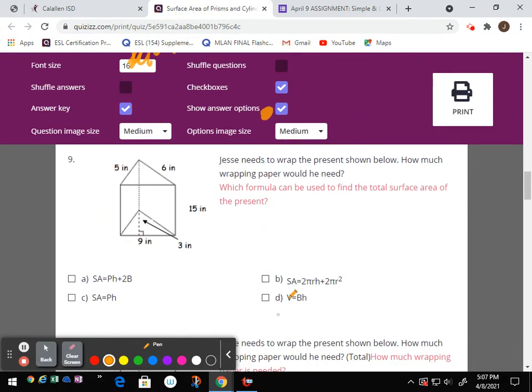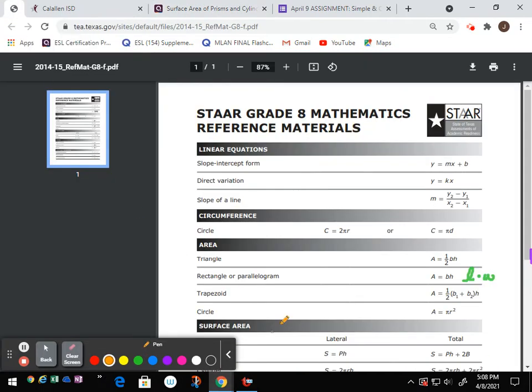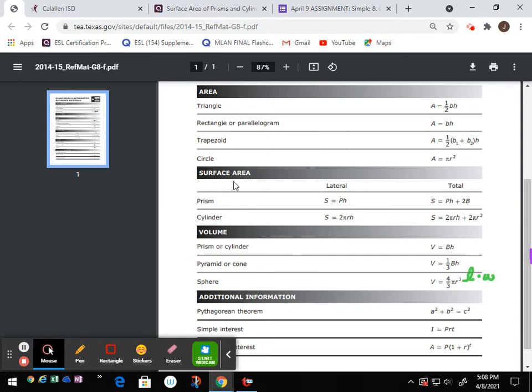Going to question number 9. Jesse needs to wrap the present shown below. How much wrapping paper would he need? Which formula can be used to find the total surface area of the present? So we just want to know what is the total surface area formula for a prism. If we go back here, we go down to surface area, prism. It is S is equal to big P times H plus 2 times big B. It tells us our answer right here on the formula chart. Okay, so let's go back.